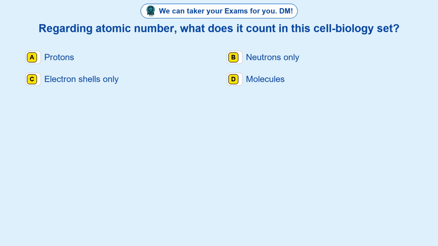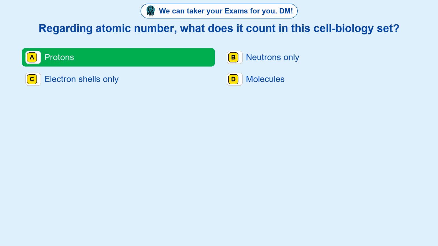Question 31. Regarding atomic number, what does it count in this cell biology set? Option A, protons. Option B, neutrons only. Option C, electron shells only. Option D, molecules. The correct answer is option A.